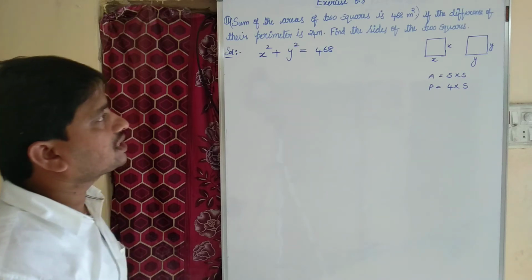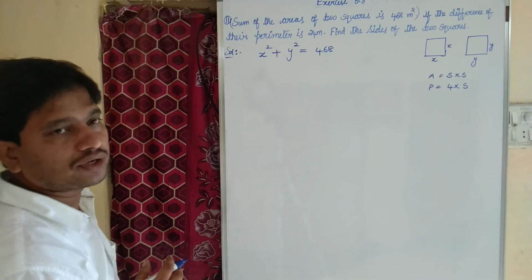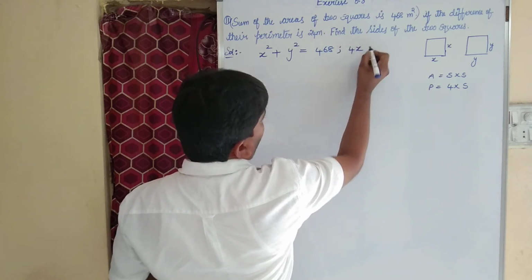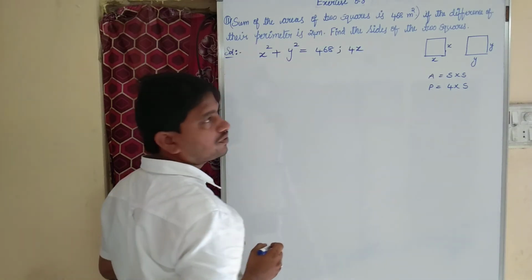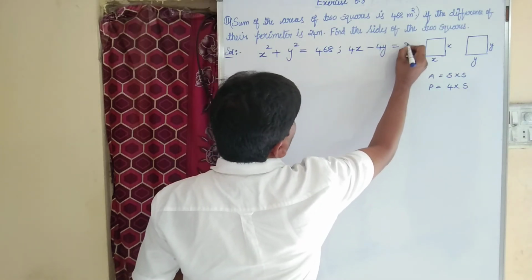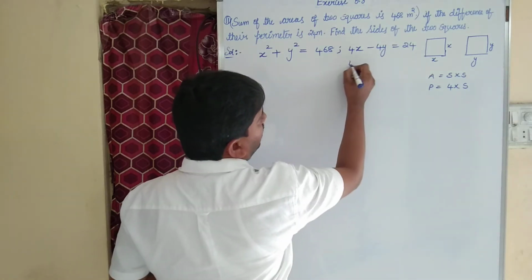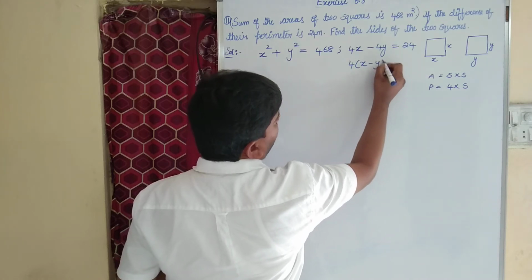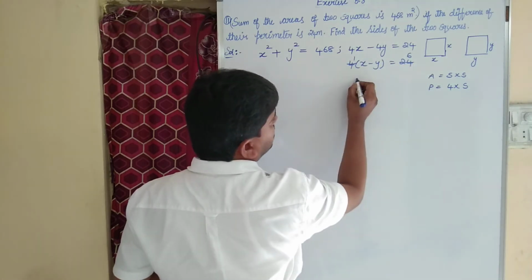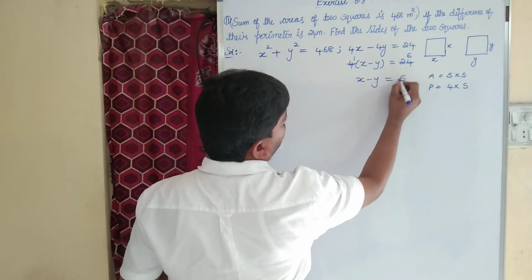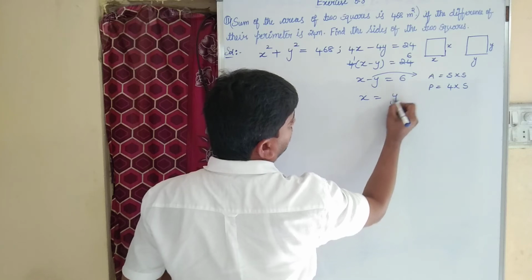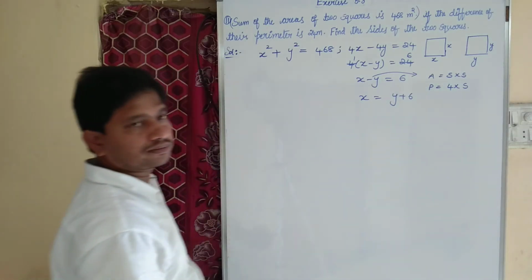And the second statement is, the difference of their perimeters is 24. The perimeter of the first square is 4 into x, the perimeter of the second square is 4 into y, which is given as 24. Let me take 4 common: x minus y equal to 24. 4 sixes are 24. x minus y equal to 6. Minus y you transpose, it will become x equal to y plus 6.